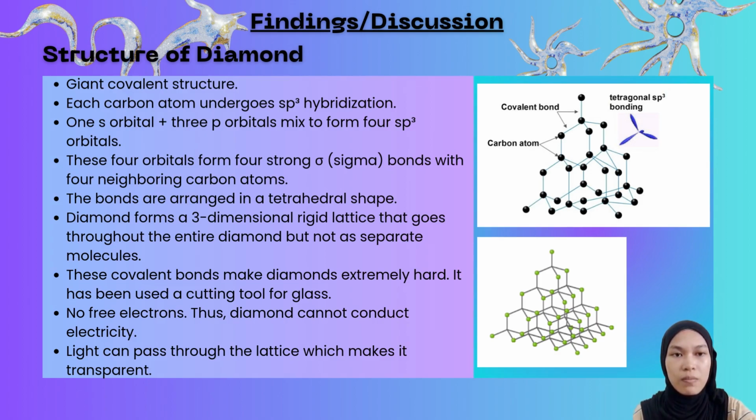These covalent bonds make diamond extremely hard. It has been used as a cutting tool for glass. It has no free electrons, thus diamond cannot conduct electricity. Light can pass through the lattice, which makes diamond transparent.